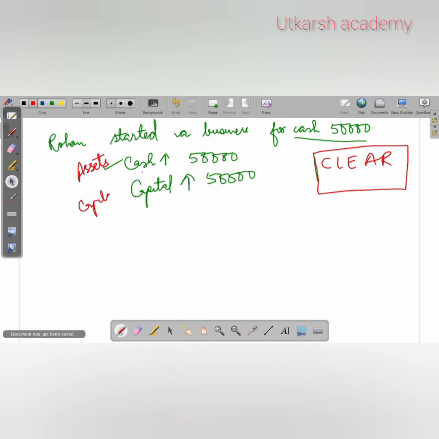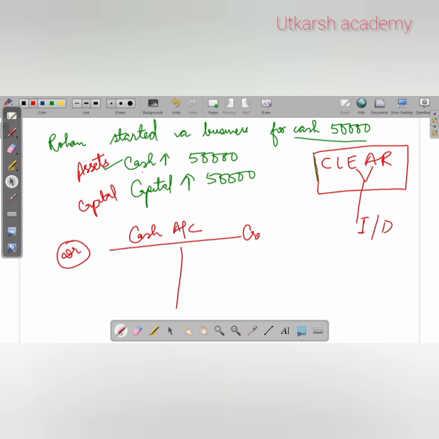Okay. Now see, what is the rule for asset? Just remember this. I, D. What was the rule for asset? See, if asset is increasing, see here asset is increasing, right? So if we draw an asset account, it is cash account. Okay. So what we will show, see, cash is increasing by 50,000. If asset will increase, where it will be shown? On the debit side. This is debit side. This is credit side. Okay. So we will show on the debit side. Fine. Are you getting me?